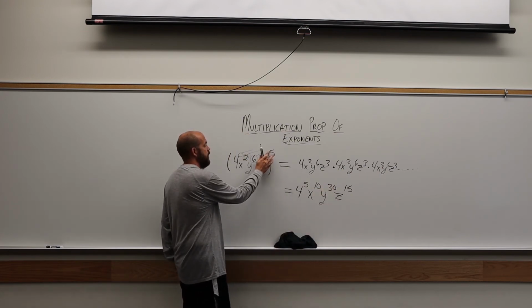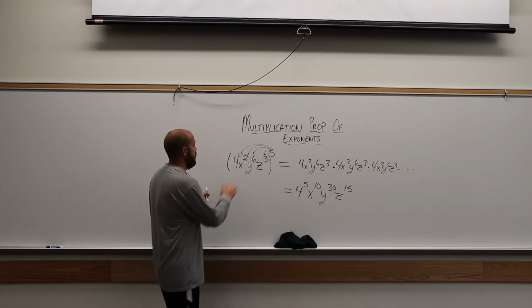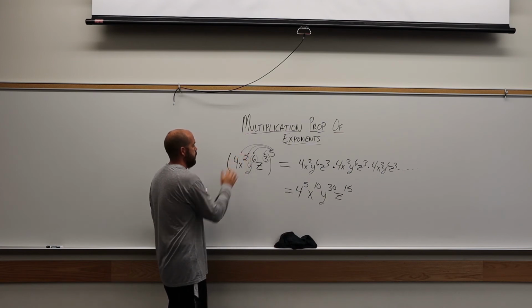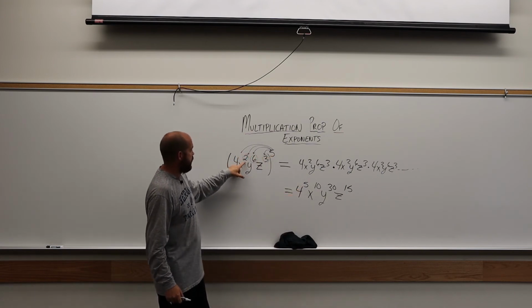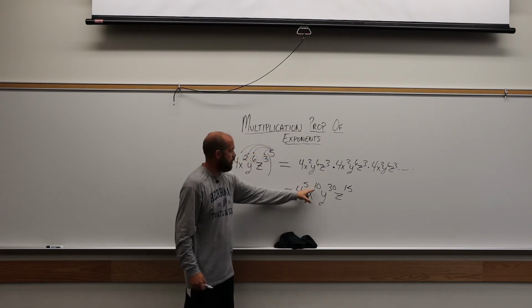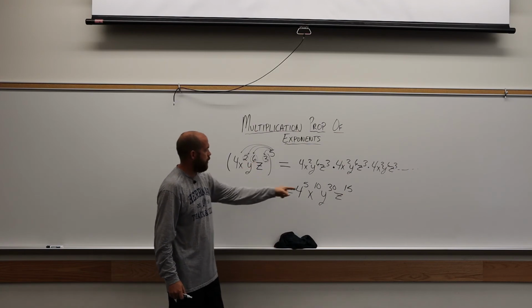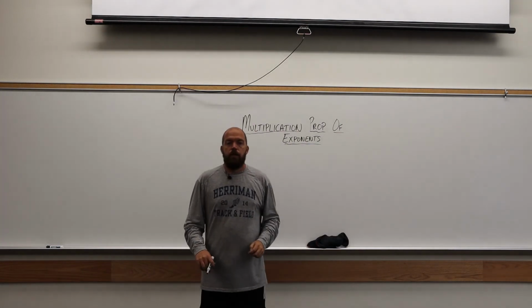The shortcut is anytime you have a power to a power, you multiply this outside exponent to all the exponents on the inside. This 4 right here has an invisible 1 power. So 5 times 1 is 5. That's why it's 4 to the 5th. X squared being raised to a 5th, I multiply power to power, and that becomes x to the 10th. Multiply them, y to the 30th, z to the 15th. So what's the rule?